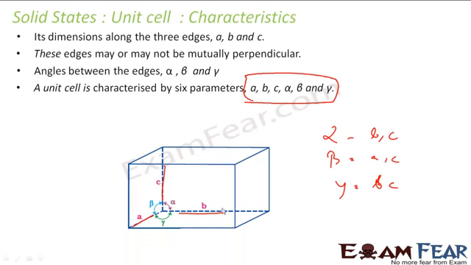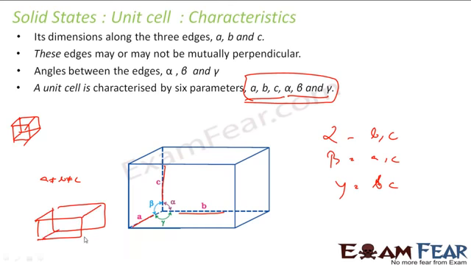Because if you make A, B and C equal and alpha, beta, gamma 90 degrees, you will get a cube, where A, B, C are equal and alpha, beta, gamma are 90. And if A is not equal to B is not equal to C, but alpha, beta, gamma are equal and they are 90 degrees, then you will get a cuboid, something like this. Correct? So by changing these parameters, A, B and C and alpha, beta, gamma, you will get different types of unit cells.